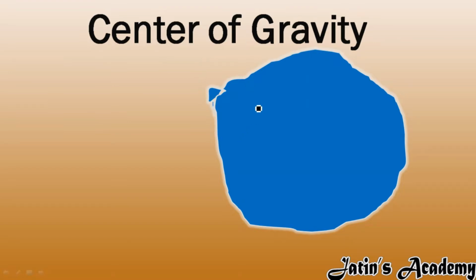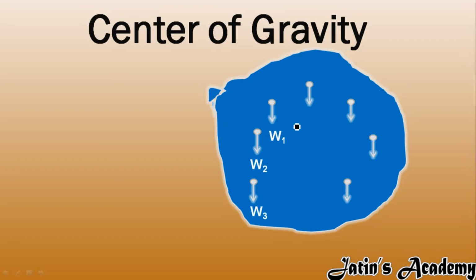For this I have taken this irregular body. Now split this irregular body into some tiny particles. So here are some tiny particles of this body. Each and every particle is attracted toward the earth, because the earth is attracting mass, so that force is called weight. Each and every particle has its own weight. Now I am considering one center point, that is G. After that I will define what the center of gravity is.